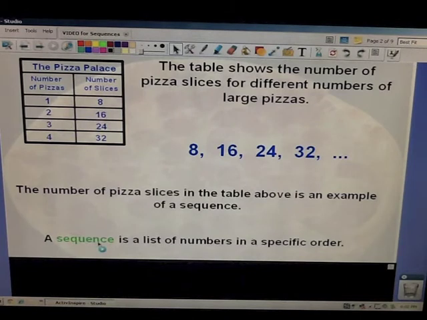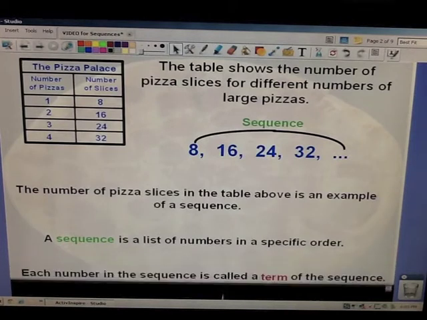A sequence is a list of numbers in a specific order. So our sequence on the number of slices is 8, 16, 24, 32. It has to be in this order. You cannot rearrange the numbers. You can't rearrange the 16 and the 24 because then you would be saying that 2 large pizzas have 24 slices and 3 large pizzas have 16 slices, and that's not right. So it stays in a specific order.